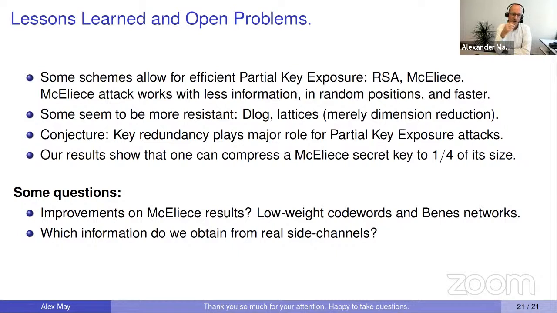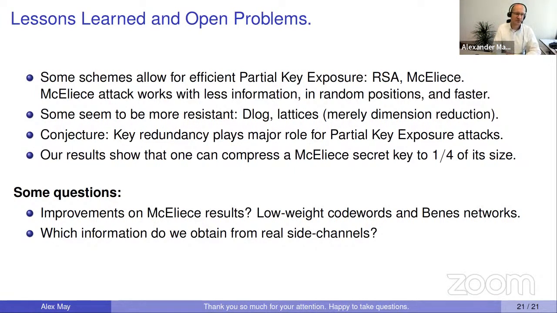So our results, for instance, show that you can easily compress a McEliece secret key by a factor of 4. And you're still polynomial time. You can work with that. You could easily recover the remaining thing. Maybe in practice, you don't want to spend 5 minutes to actually expand your key again and decrypt, but in principle you could do this.